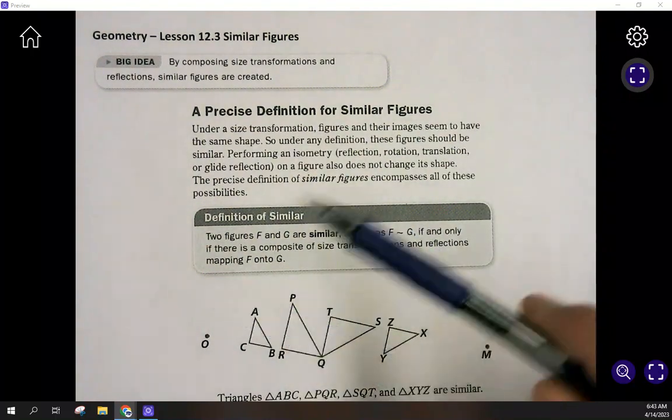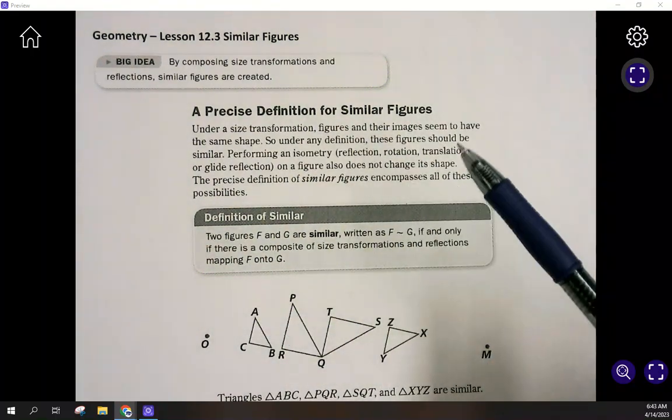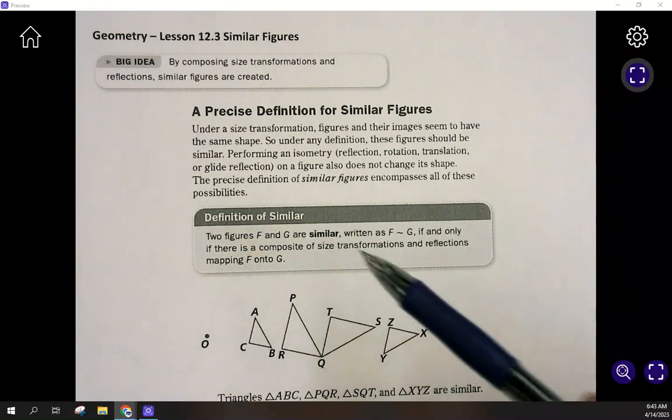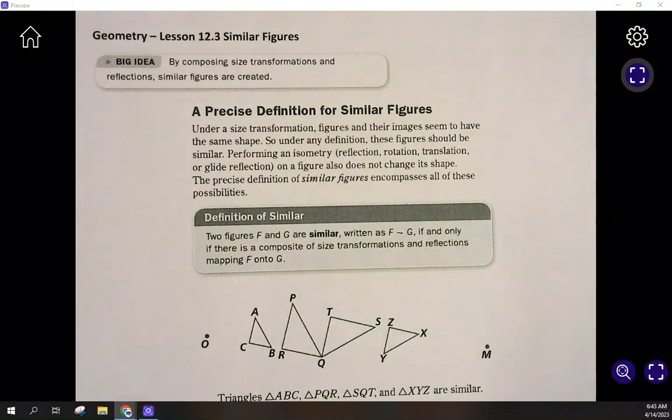So under a size transformation, figures and their images seem to have the same shape. So think about what that means. If we enlarge something or shrink it, it still appears to be the same shape. It's just a different size. So under any definition, these figures should be similar. We know what that word means in general in the English language, similar. So in math specifically, it's going to be the same shape, either smaller in size or larger in size, but in proportion.